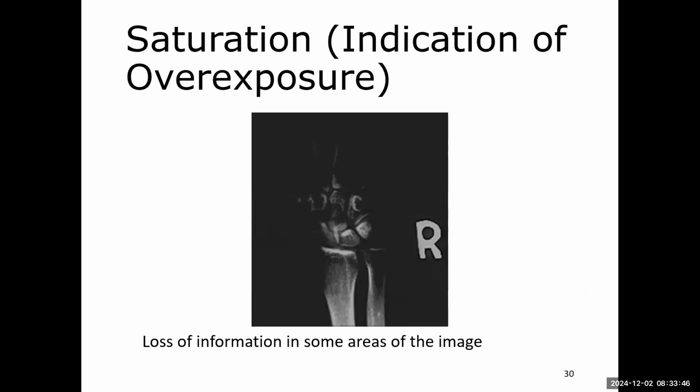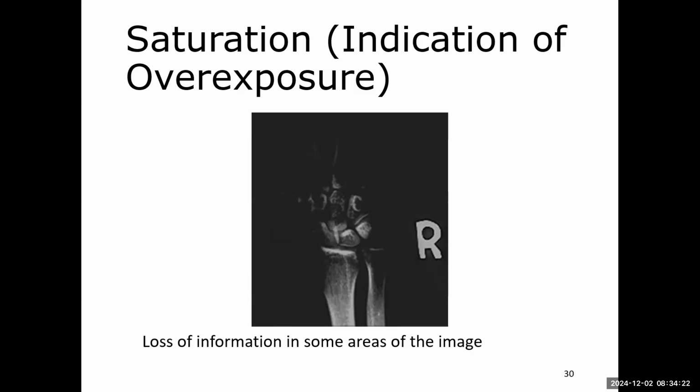Now this one is saturation. It's an indication of overexposure. So saturation is loss of information in some areas of the image, loss of data. In other words, the computer cannot automatically rescale this to appear diagnostic with just automatic rescaling. It can't do it. It's overexposed to the point that it can't fix it. So the only thing you can do on this, and I don't even know if you can tell, that's a wrist. So it's overexposed to the point of you just got to do this one over.